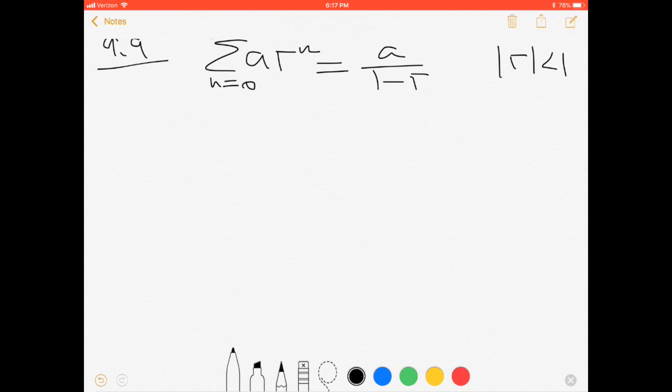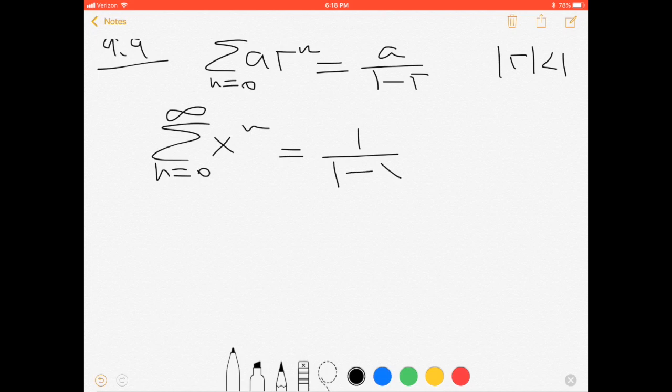We use this fact. If you have the power series sum of x to the power n, starting from 0 to infinity, the first term is 1 and r is x, so this will be 1 over 1 minus x. This series converges if the absolute value of x is less than 1. Now, using this fact, we can rewrite some kinds of functions as power series.